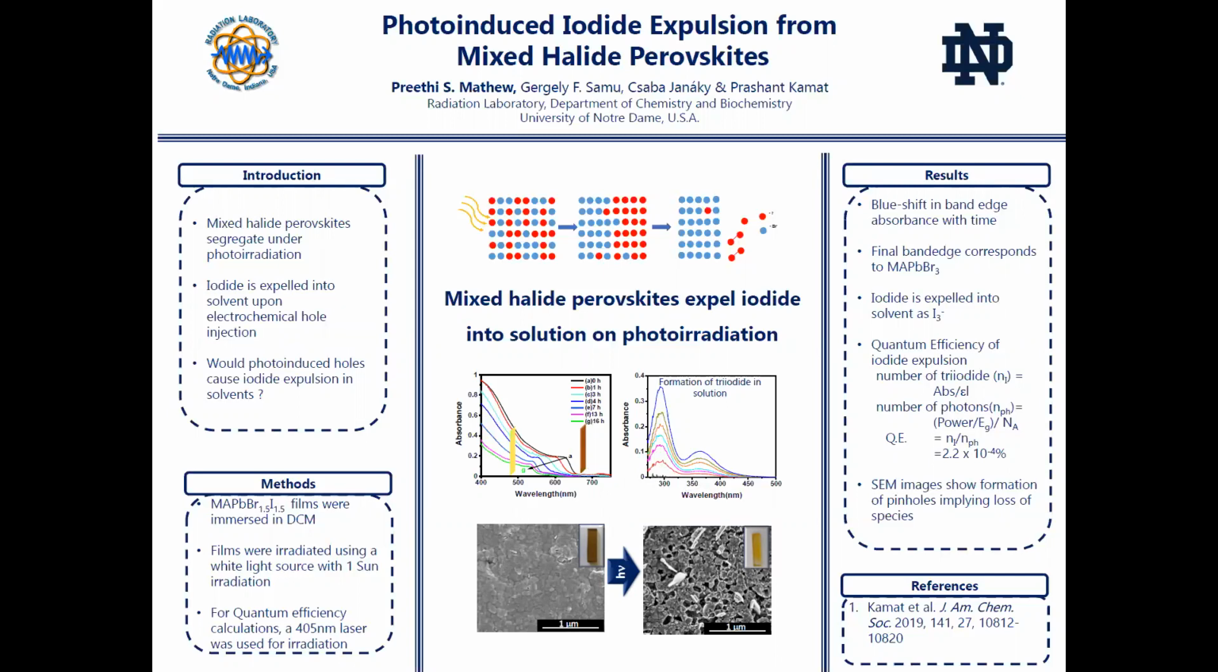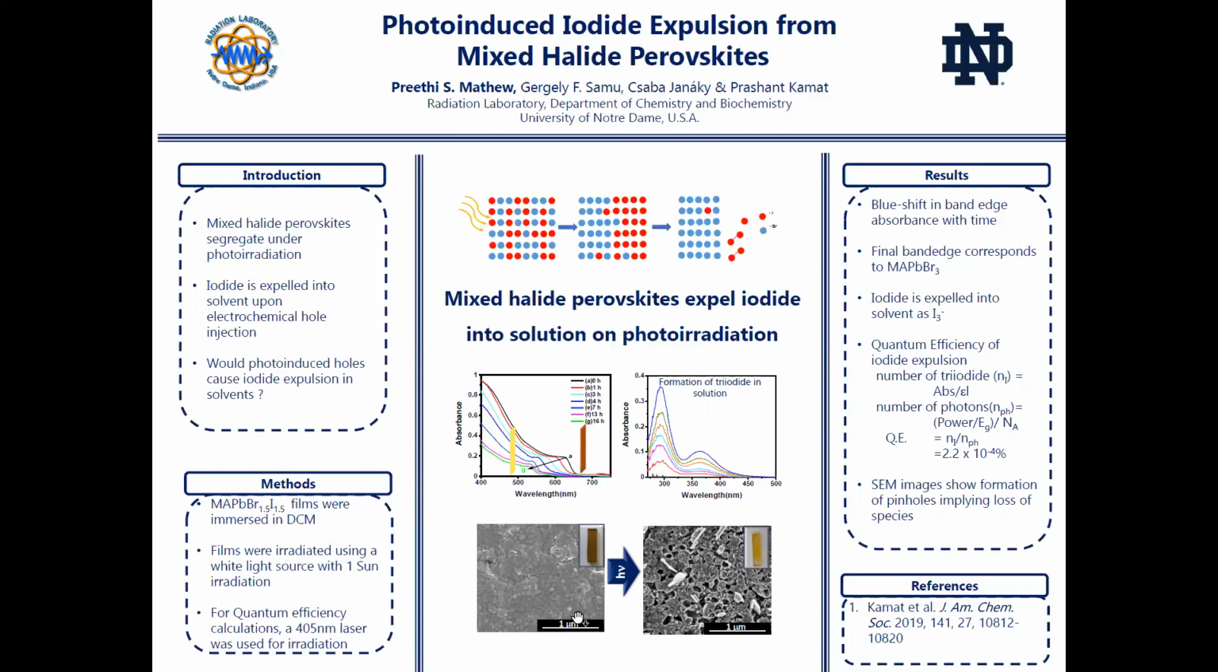We calculated the quantum efficiency of iodide expulsion. For that, we used a 405 nanometer laser diode. We took the absorbance of the solvent, and from the absorbance and knowing the absorption coefficient, we calculated the number of triiodide. Knowing the intensity of the lamp that we used and the energy of the lamp, because we used a 405 nanometer laser, we calculated the number of photons. Quantum efficiency of iodide expulsion, that is the ratio of number of triiodide to the number of photons, was obtained to be of the order of 10 to the negative 4%.